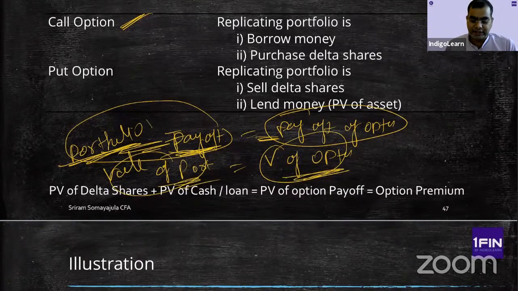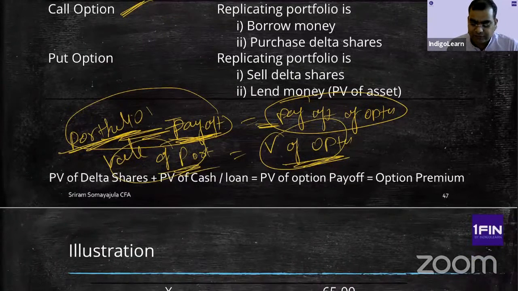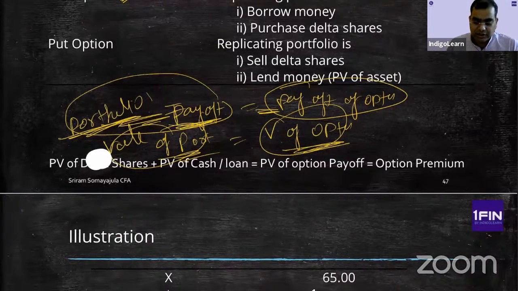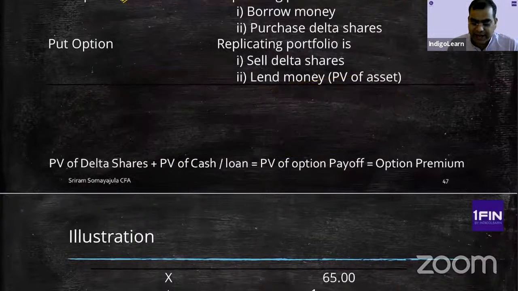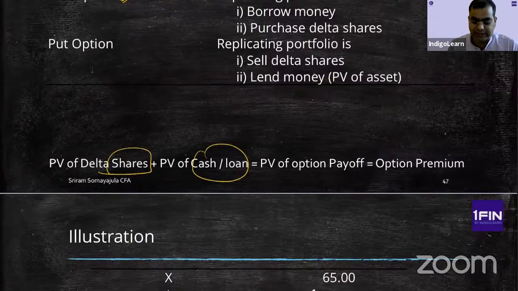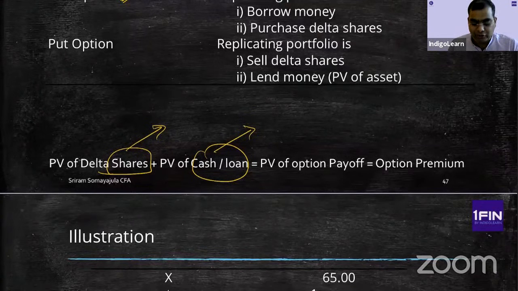A portfolio that you have to create will be a portfolio of shares plus cash or loan. So you create a portfolio using the shares of the particular stock for which you're computing the option price, and some cash or loan. How many shares? Basically delta shares. What is delta? We'll come to it.